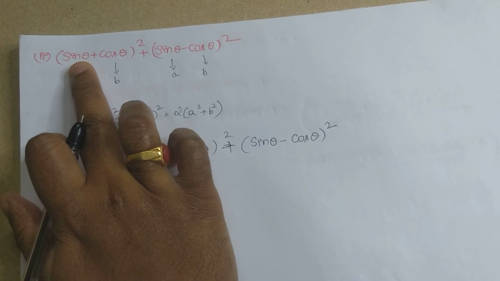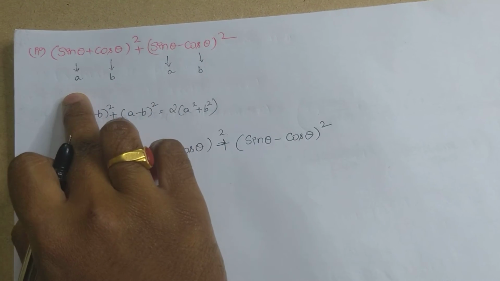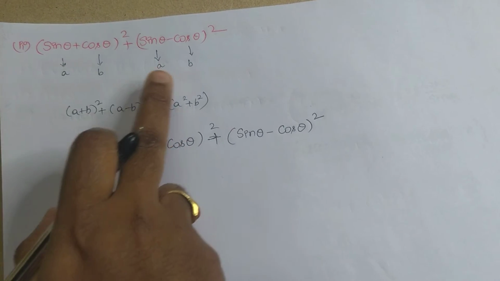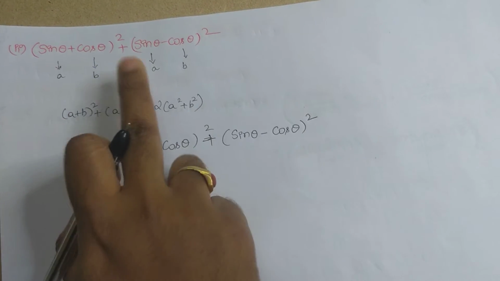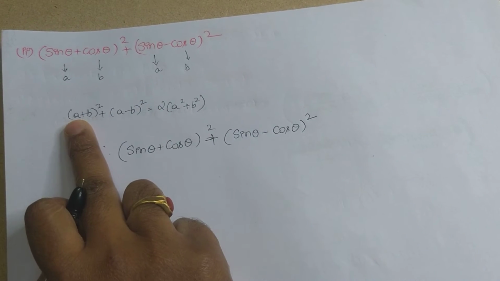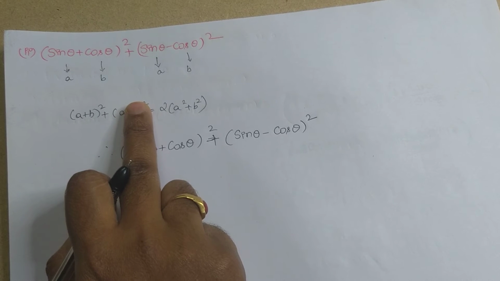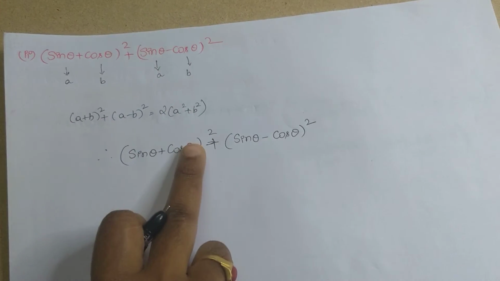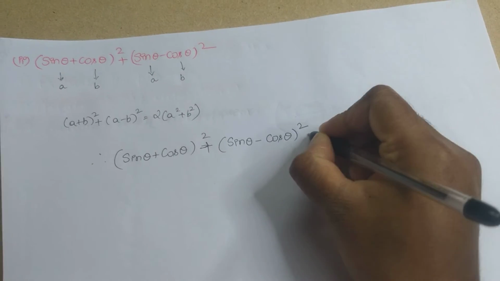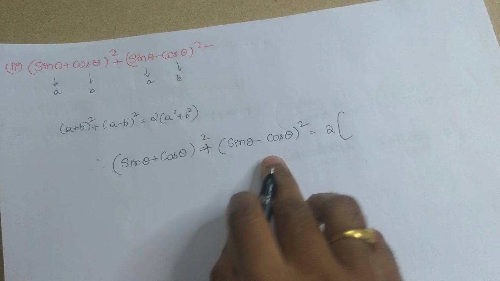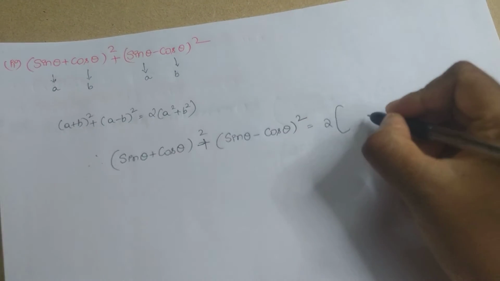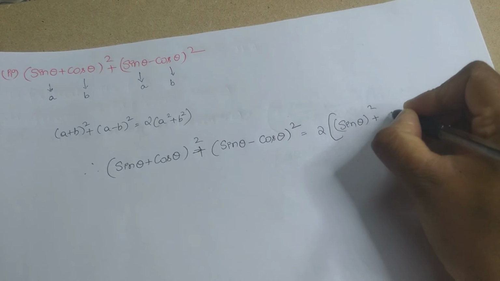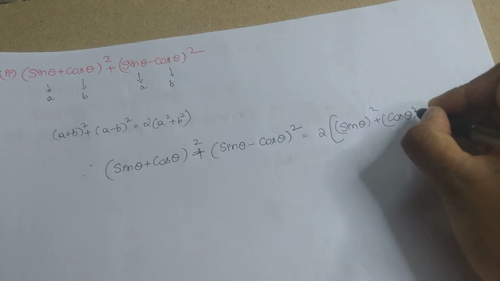When you see here, let us think of sin theta as A and cos theta as B. So this will be written as (A + B) whole square. In the same way, this term can be written as (A - B) whole square. So we know that (A + B)² + (A - B)² equals 2 into (A² + B²). I have just written the same thing here. What can we write? 2 into, what is in the place of A here? It is sin theta whole square plus cos theta whole square.